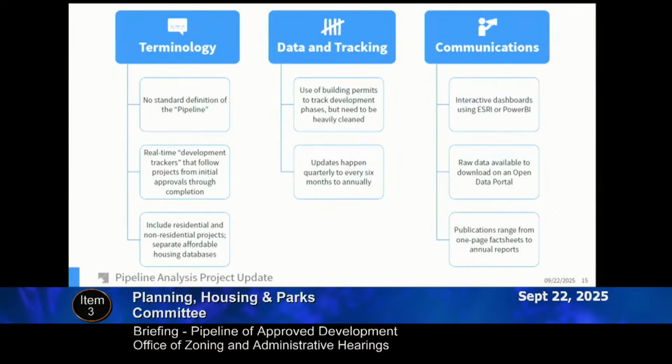In addition to dashboards, some jurisdictions publish regular reports ranging from one-page infographic summaries to detailed annual reports. For example, in Arlington County, they produce annual highlights, quarterly reports, and development summaries of major corridors that present the same data to different audiences.